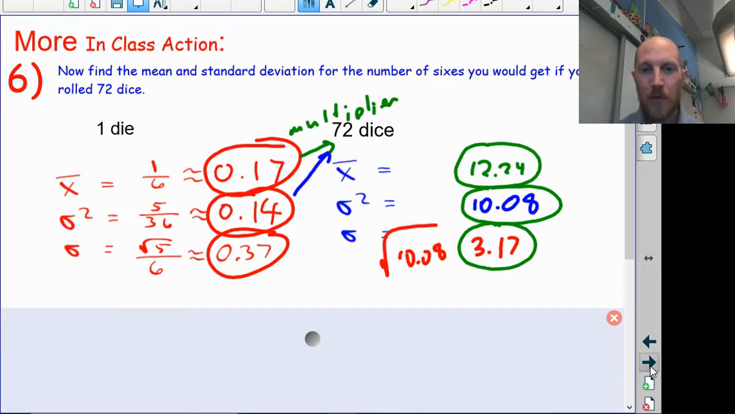All right, well, so for the mean and the variance, we just take the previous mean and the previous variance, you multiply them by the number of repetitions. You multiply by 72. So for the new mean, we get 12.25, the variance, 10.08. And for the standard deviation, the only way we ever calculate the standard deviation is by doing the square root of the variance.